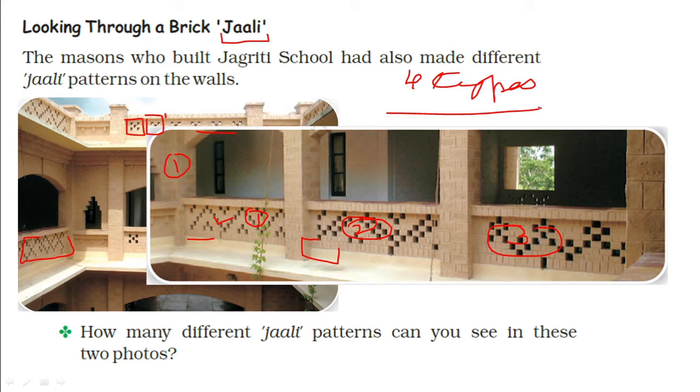Is there any other kind of jali? Yes, one more type of jali is there in the picture. You can see and tell me in the comment box where is that fifth type of jali. Okay, there is one more type of jali and you have to comment where is that fifth type of jali in the picture, and I will give you a hint. This fifth type of jali is in picture number 2.